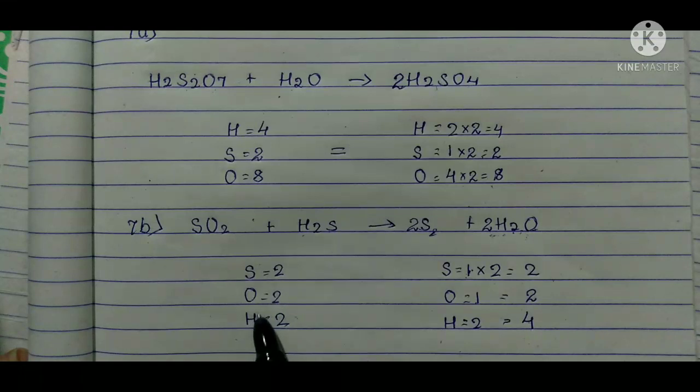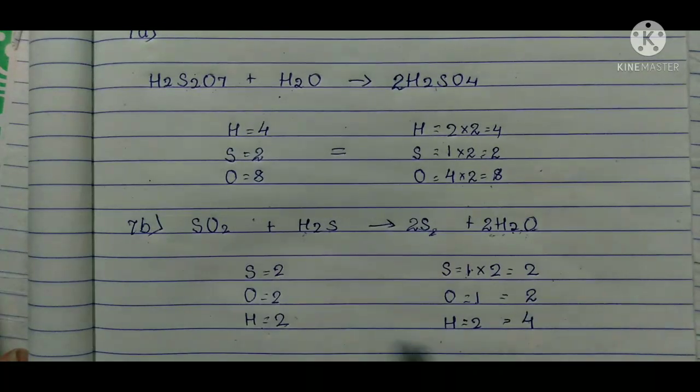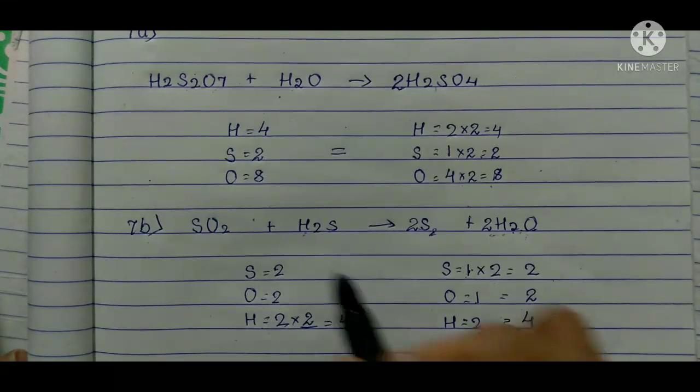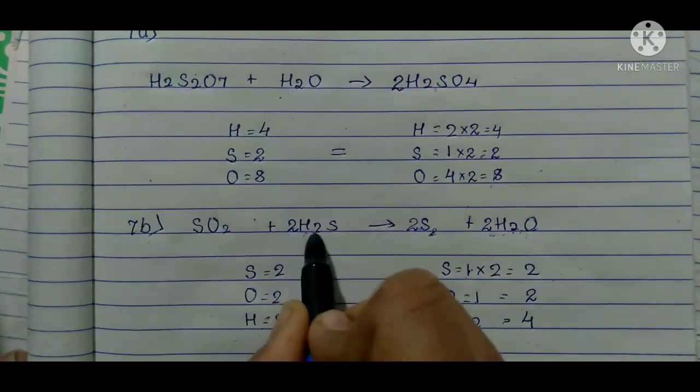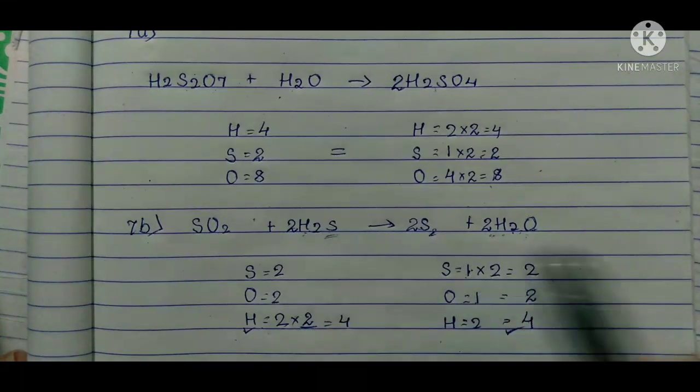Here hydrogen is 2. So what do I have to do? I have to balance hydrogen here. Now where is hydrogen present? Here. So 2 multiplied by dash is equal to 4. Here your answer is 2. So 2 2s are 4. Hydrogen and hydrogen is balanced. As soon as hydrogen and hydrogen is balanced, sulfur became unbalanced.